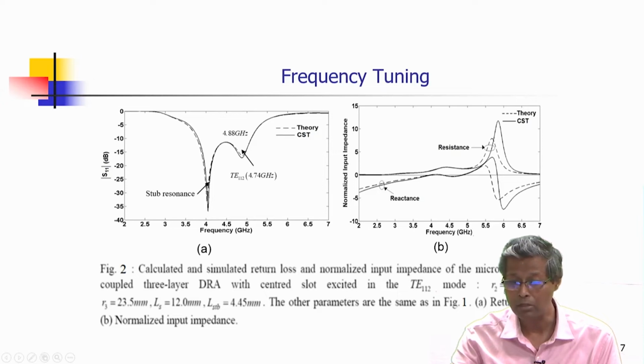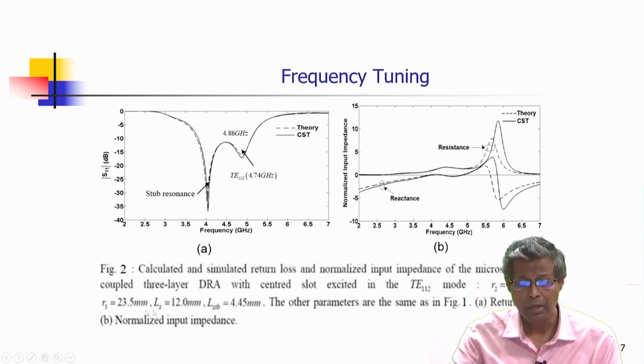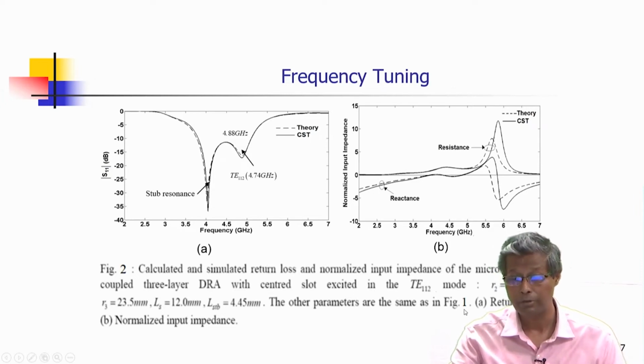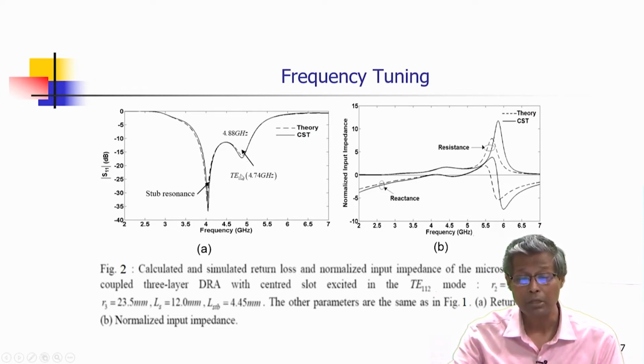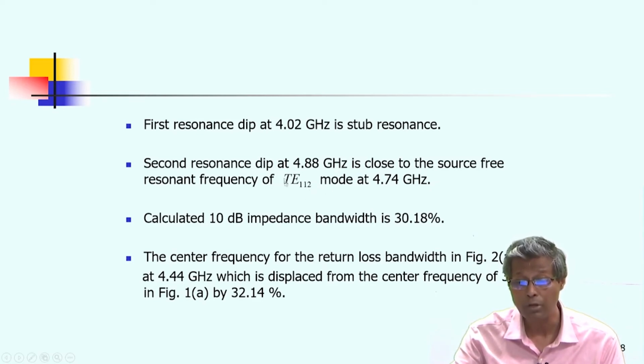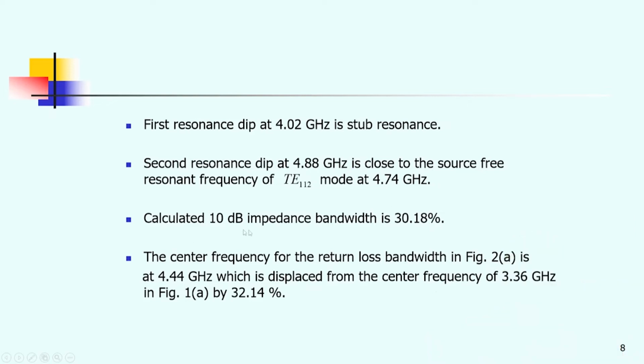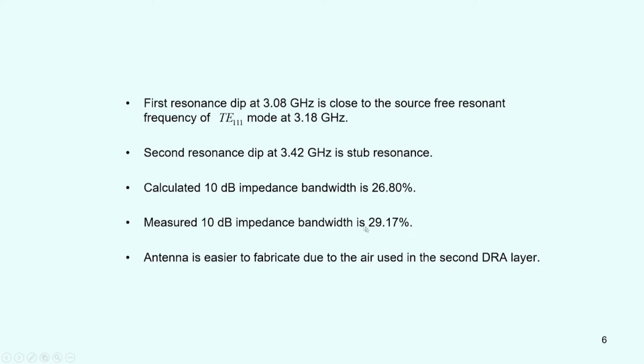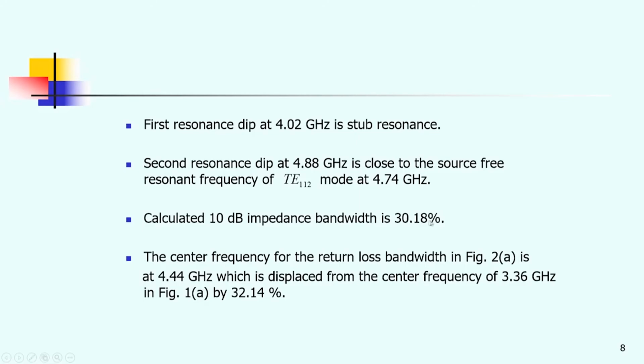So, this is also the case of the centered slot with R2 equal to 18.5 millimeter, R3 as 23.5 millimeter, the length of the slot L as 12 millimeter, and the length of the stub 4.45 millimeter, and all the parameters are the same as in the previous case. And this shows the two resonances. The first resonance is the stub resonance and the second resonance is contributed by the TE112 mode. So, the first dip at 4.02 gigahertz is a stub resonance and the second resonance at 4.88 gigahertz is close to the source free resonance of the TE112 mode, which is 4.74 gigahertz, and as a result the calculated 10 dB impedance bandwidth is 30.18%, which is about the same as we obtained before. So, we demonstrate the frequency tuning of this antenna.